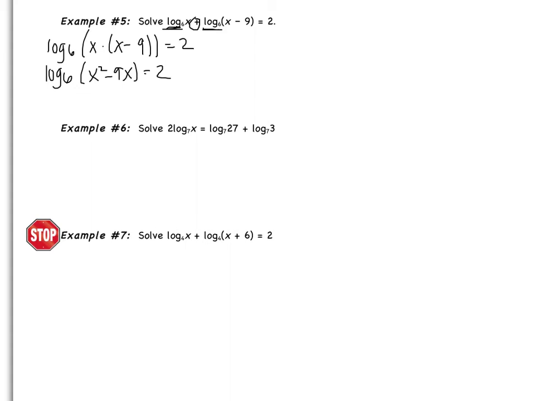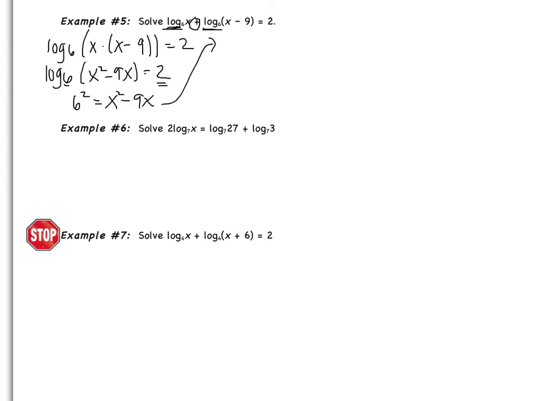Okay, at this point, it's really tempting to set x squared minus 9x equal to 2. We did that in the last section. You can't do that, though, because I have a log on the left side, but no log on the right side of the equation. So I can't set anything equal yet. Instead, what I'm going to do is I'm going to rewrite this in exponential form instead of logarithmic form. Remember, 6 is the base, 2 is the exponent, so this becomes 6 squared equals my argument, x squared minus 9x.